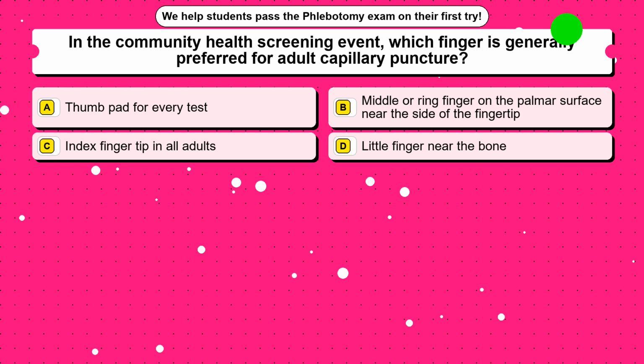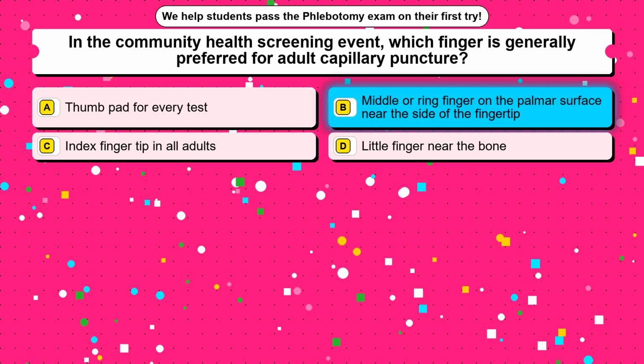Question 48. In the community health screening event, which finger is generally preferred for adult capillary puncture? Option A. Thumb pad for every test. Option B. Middle or ring finger on the palmar surface near the side of the fingertip. Option C. Index fingertip in all adults. Option D. Little finger near the bone.